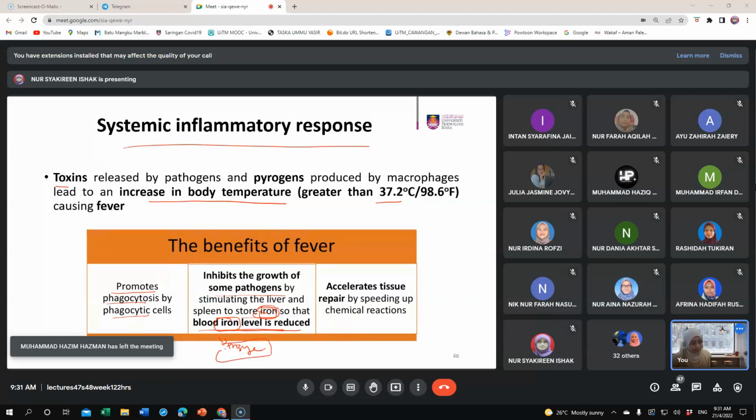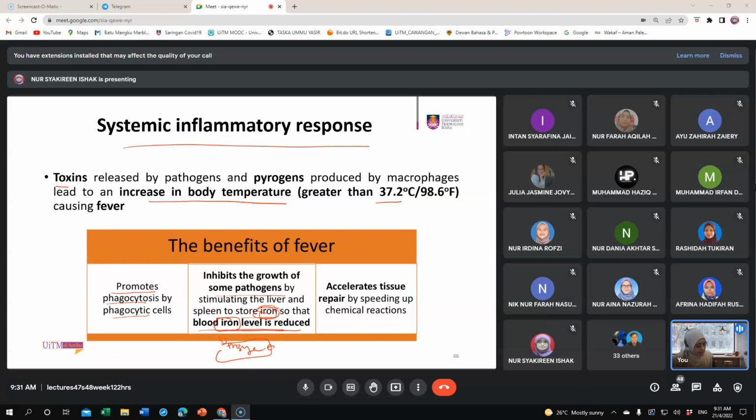So this enzyme requires cofactors. Okay, cofactors. We learned about cofactors, coenzymes and all that. So one of the cofactors is the presence of ions. So this ion will help in the activity of the enzyme. So when the amount of iron is dropped in the blood, this limits the enzymatic activity of the pathogen. Okay, so that is why the level of iron is reduced during this time, to inhibit the growth of pathogen.